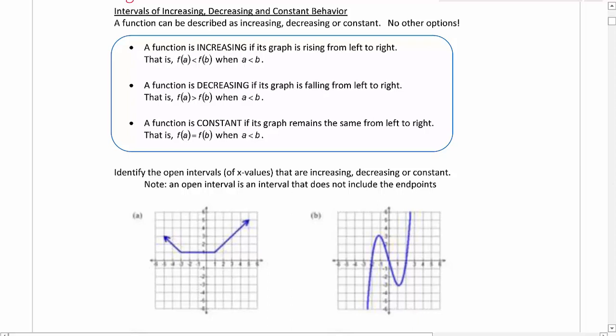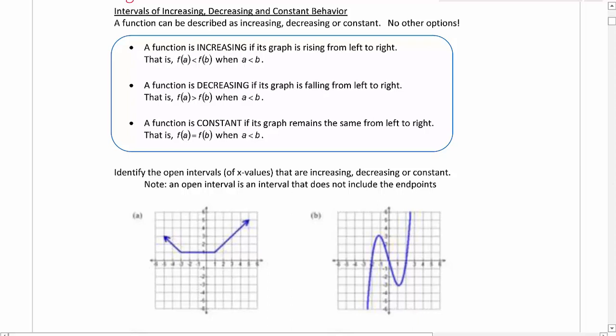A function is increasing if its graph is rising from left to right. That is, f of a is less than f of b when a is less than b. A function is decreasing if its graph is falling from left to right. That is, f of a is greater than f of b when a is less than b. And a function is constant if its graph remains the same from left to right. That is, f of a equals f of b when a is less than b.